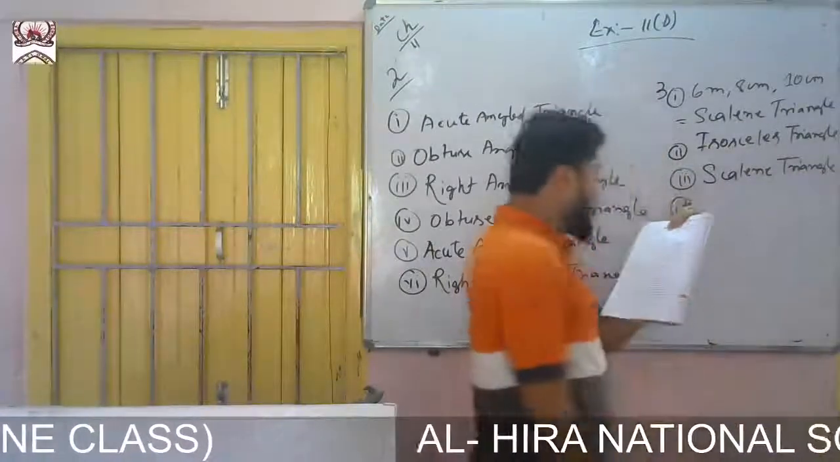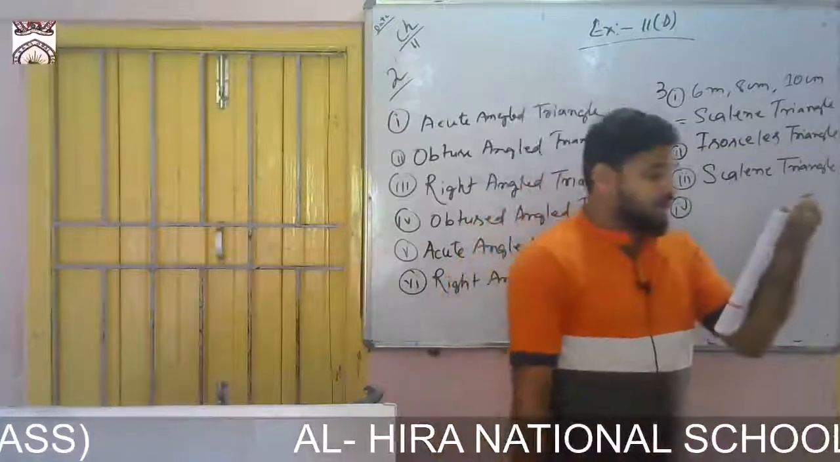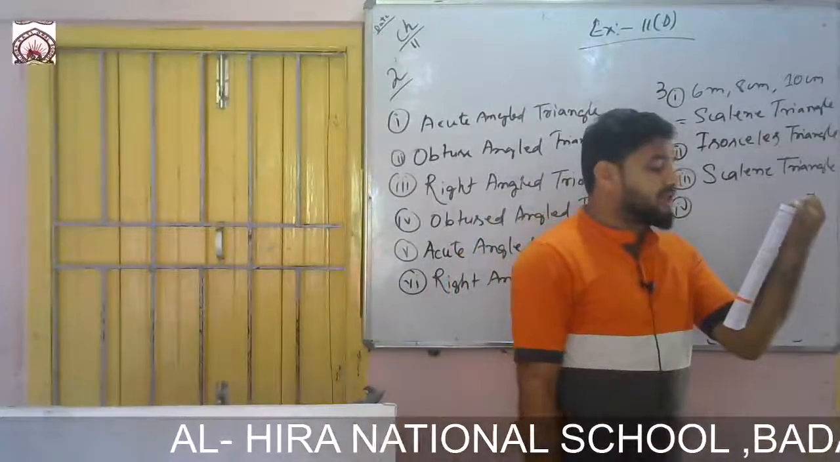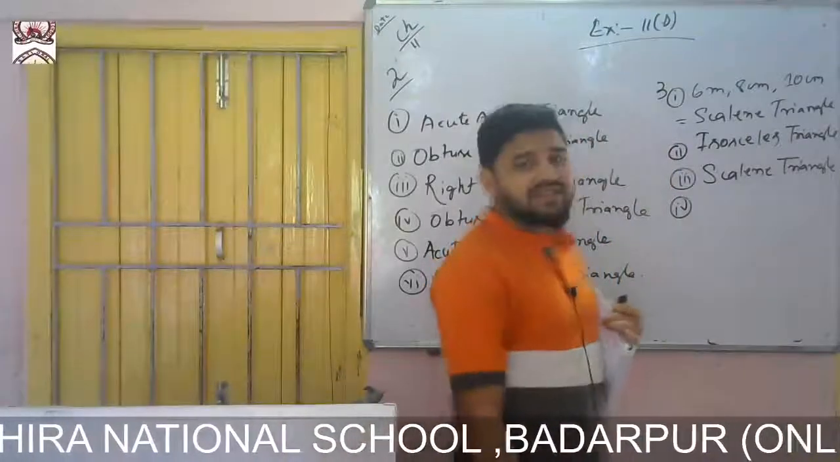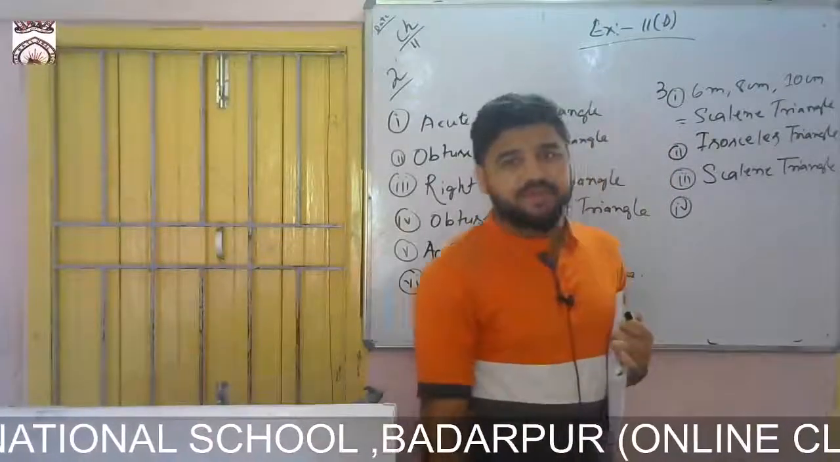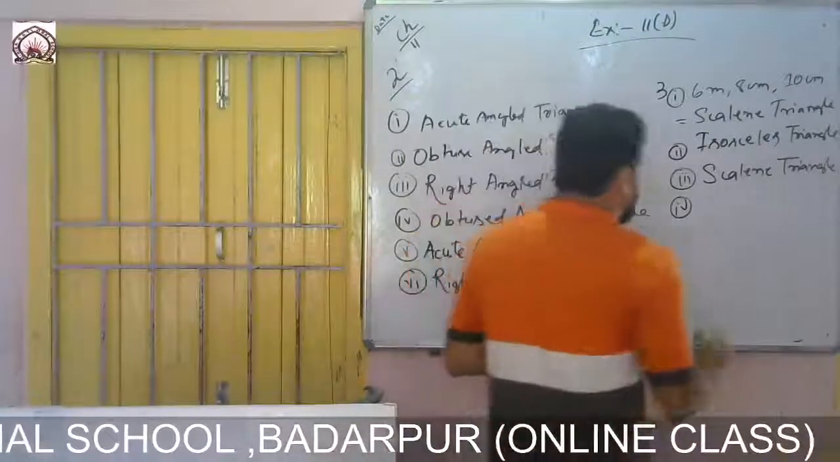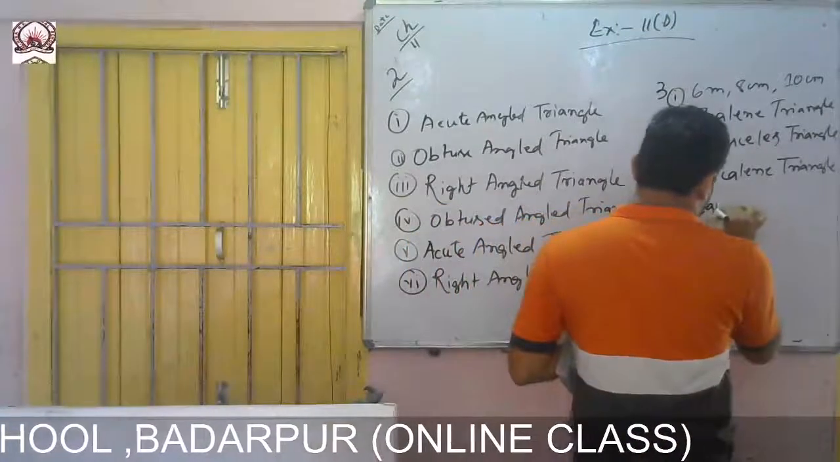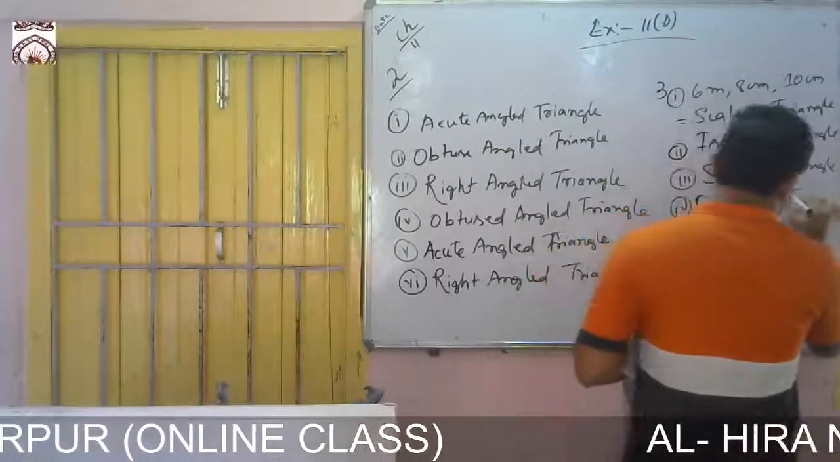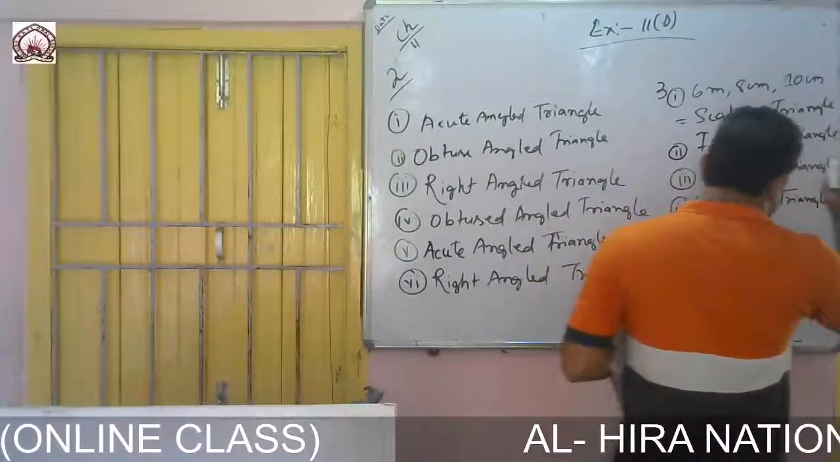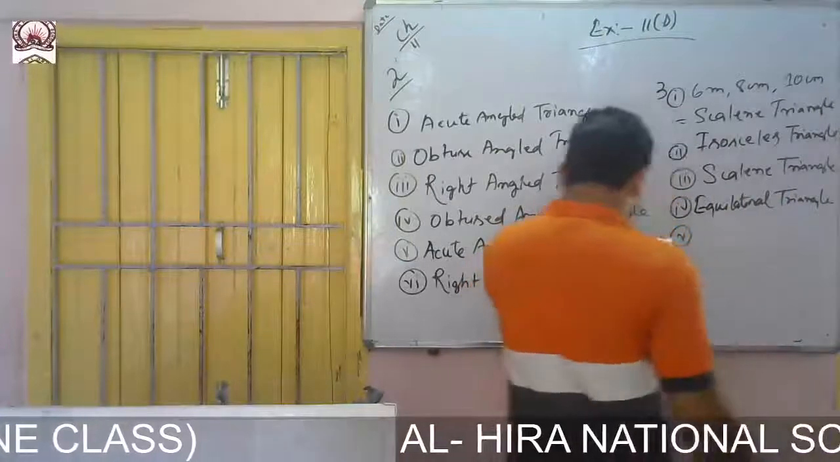Number 4: 4.5 centimeter, 4.5 centimeter, 4.5 centimeter. So all the measures of the 3 sides are equal. That is 4.5 centimeter. So it is an equilateral triangle. Now come to question number 5.